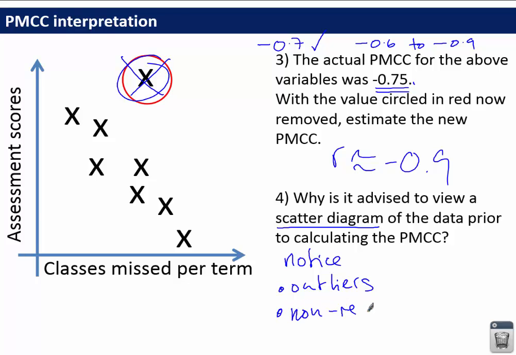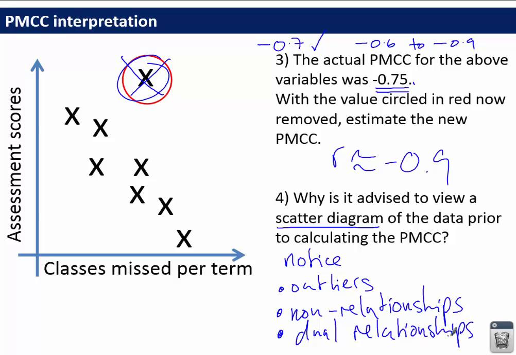We can also notice, when drawing a scatter diagram, as we said earlier, any non-linear relationships, which is really important that we notice, because Pmcc isn't useful when we have non-linear relationships. Rather, not only is it not useful, it doesn't apply. We can also notice dual relationships. So non-linear relationships, outliers, and dual relationships will all affect my Pmcc, and the last two make my Pmcc useless.